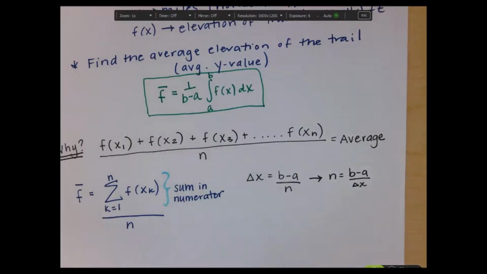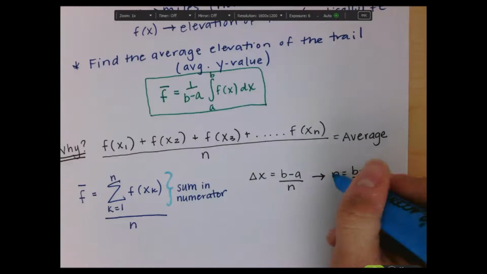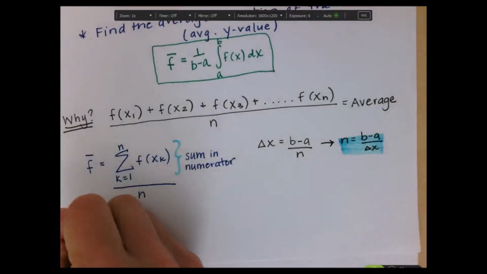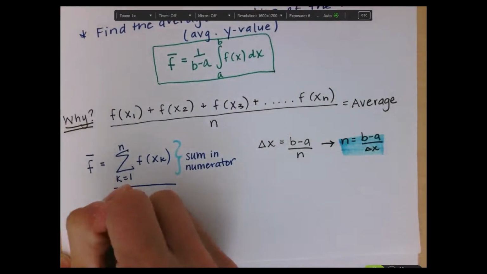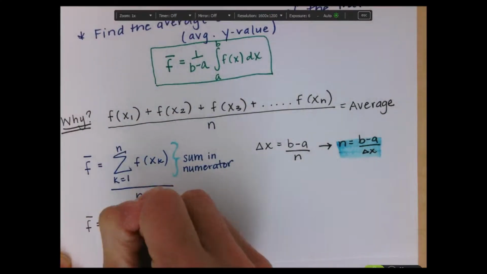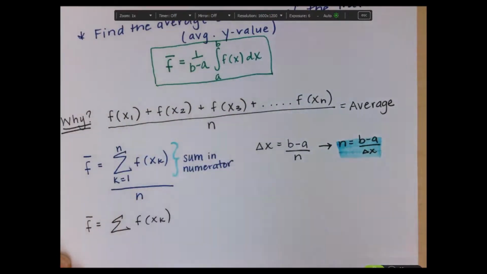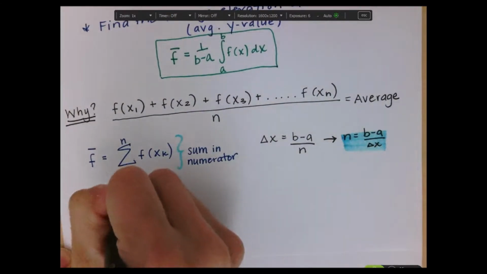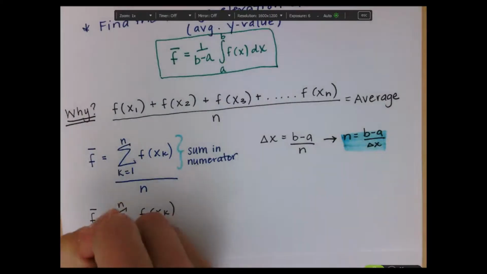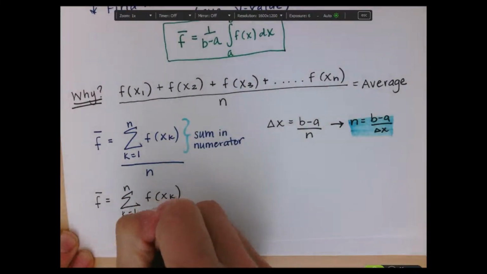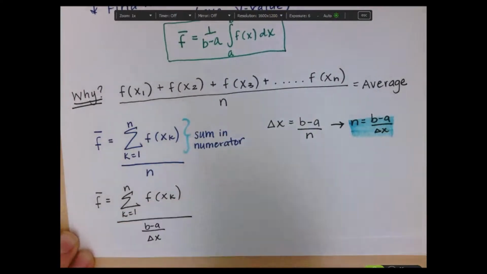So let's take that, b minus a over delta x, and plug that into our formula for n. We can say that our average function value can be calculated by summing f of x sub k, all of these different y values, from k equals 1 all the way up to n. And then instead of dividing by n, we can divide by b minus a over delta x, because that means the same thing.